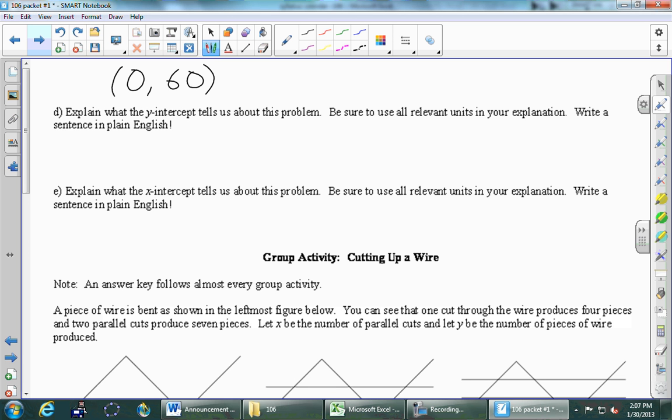So that 0 was the 0, the TV or the radio? Which one was X? It was the TV ads, and then over here is the radio ads. So what does it mean? We can buy 60 radio ads, and then what happens? We're out of money. We can't buy anything else, which is fine. So we can buy 0 TV ads and 60 radio ads.